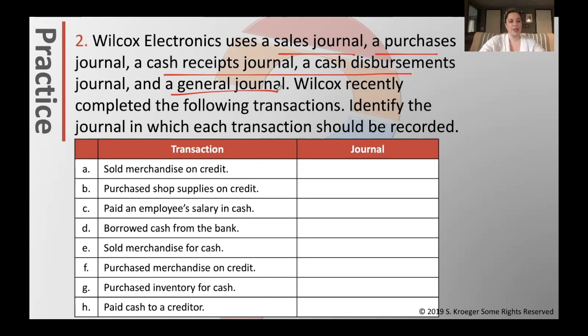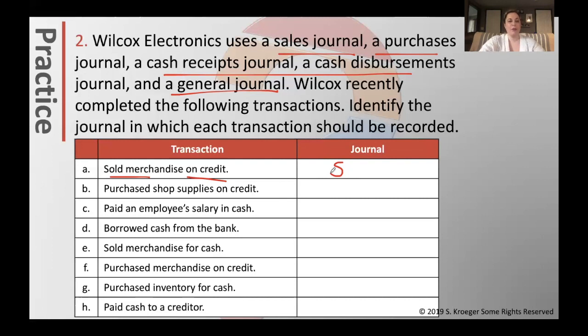For part A, sold merchandise on credit. Is there cash involved? No, because it says on credit. And we sold merchandise. It was a sale. Therefore, it would be the sales journal. I always ask myself, is it cash first? If so, I go into one of the cash ones and I just stop there. If not, I'll move down to the rest of them.